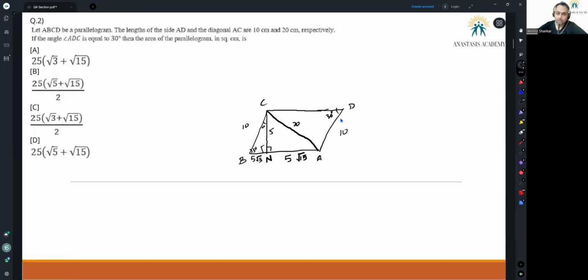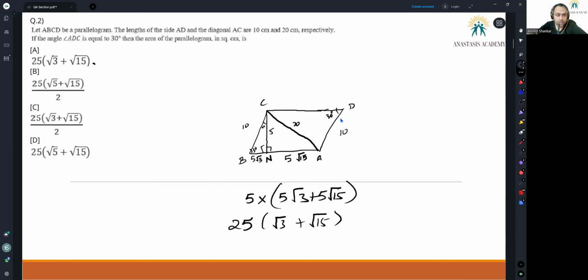Okay. So now, area of this parallelogram. Height is 15. Base is 5√3 plus 5√15. So area will be height into the base. I can take out 5 common. So I get 25 into √3 plus √15. So option A should be the answer.